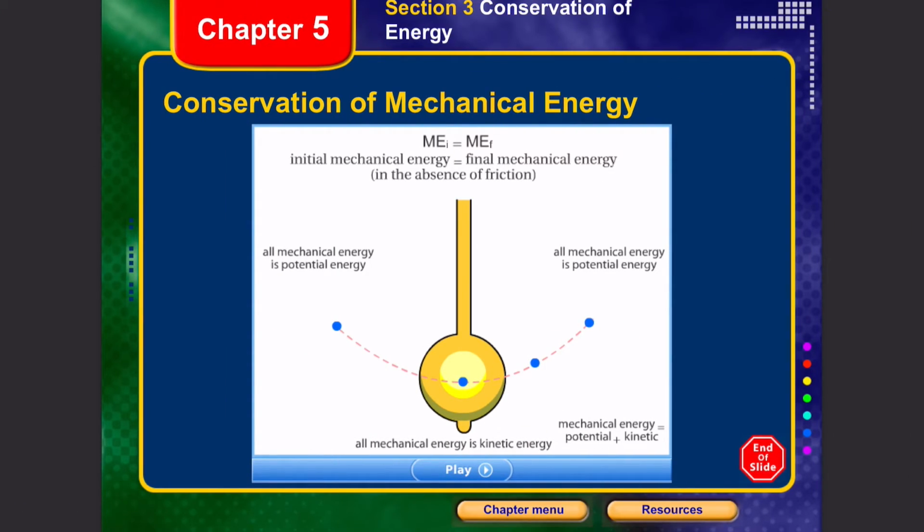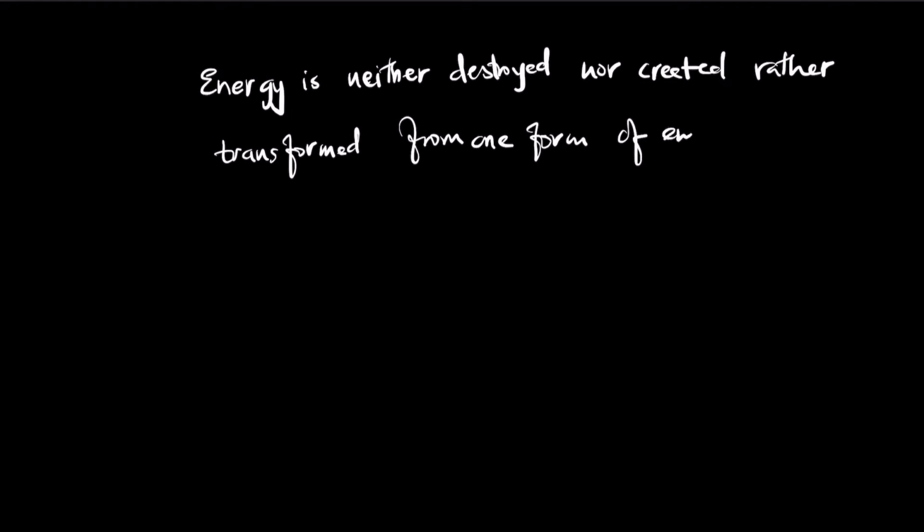Conservation of mechanical energy states that the mechanical energy is neither destroyed nor created, rather transformed from one form of energy into another form. So let's take an example of a pendulum.